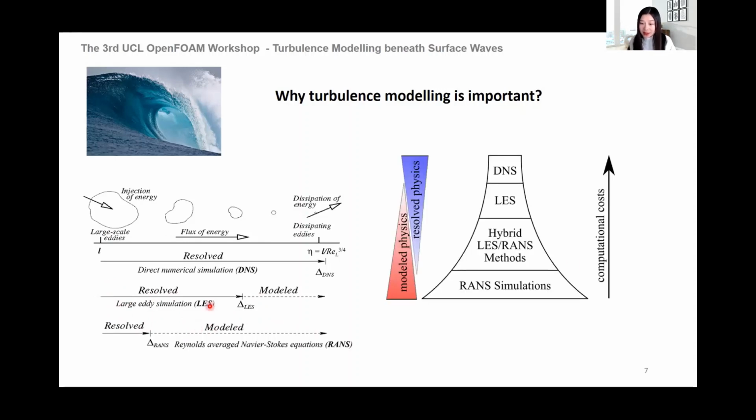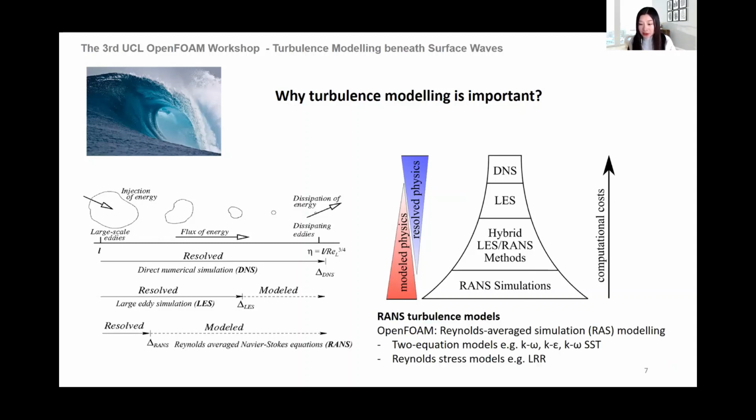Here's a comparison of the computational cost. You can see DNS is at the top, and it's the most expensive approach. For breaking waves, we have a very large domain. The wave can travel like 100 meters to the breaking point and a further long distance to the shoreline. And also the breaking wave is a multi-phase problem. It includes a free surface. So DNS is impossible for such a problem, and LES is also less practical. So RANS is the most commonly used approach till today.